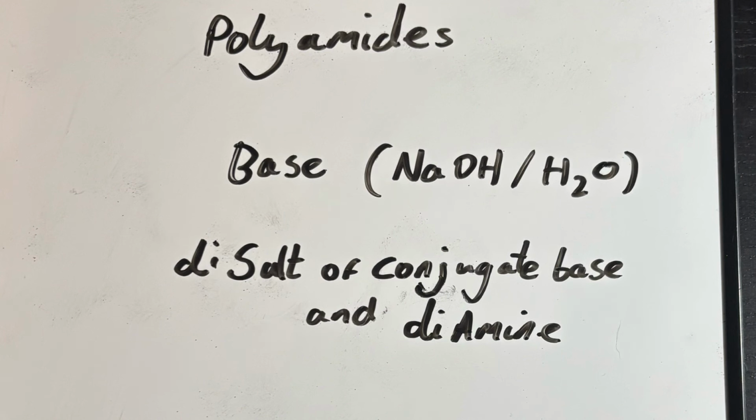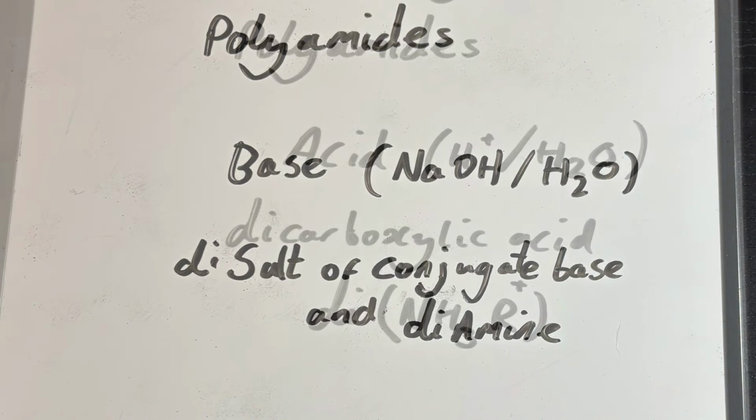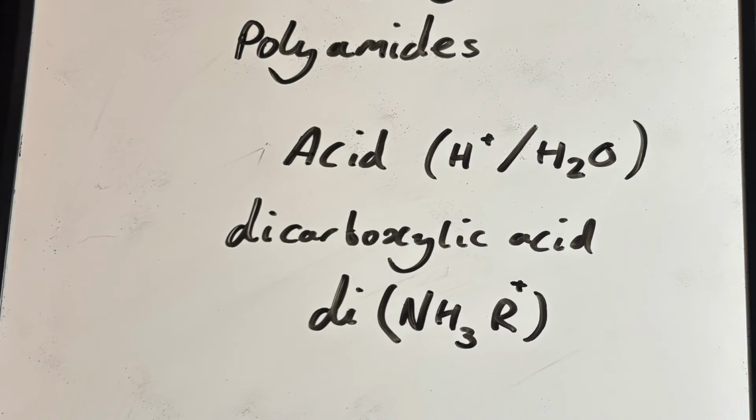And the same can be said for hydrolyzing polyamides. Using a base gives you the salt of the conjugate base and your amine. But using an acid gives you your carboxylic acid, but it also gives you your tertiary amine, which is not what you started off with.